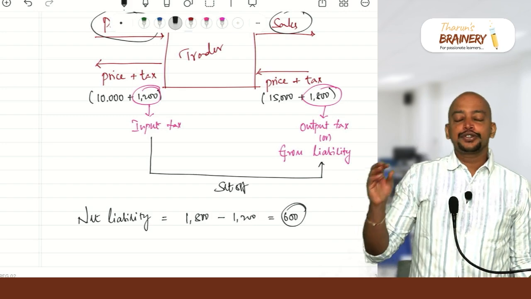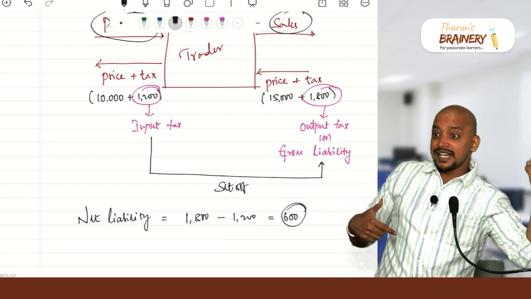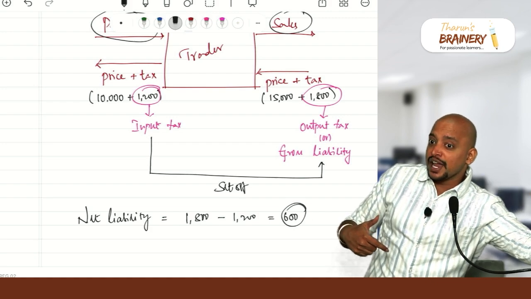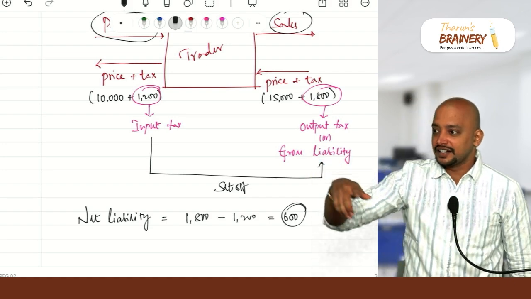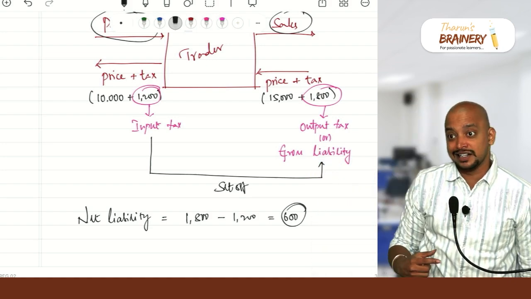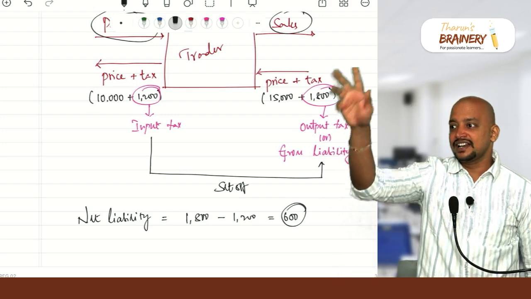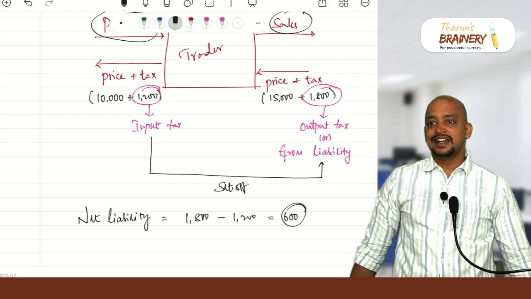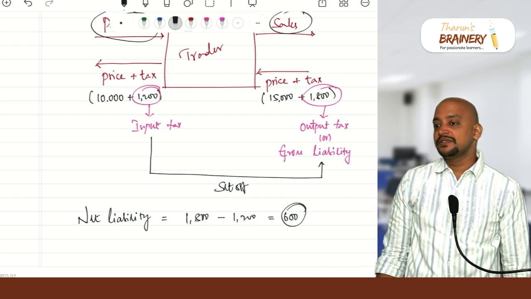You got it? Now this 1200 that I paid to my supplier, he will pay to government. So government got the revenue of 1800. How did they get 1800? My supplier paid 1200, I paid 600. So therefore government is getting 1800. This is how the input tax credit system will work out.